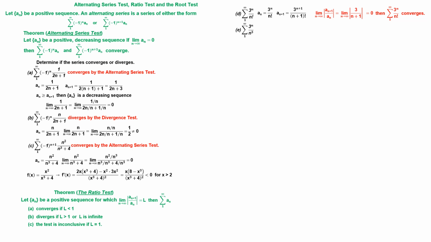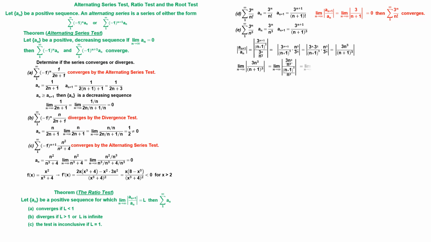To solve item E, we work as before. We first take note of the expressions of the sequence a sub n and its consecutive term. Second, we find the absolute value of their ratio. Third, we take the limit of the resulting expression by evaluating the limit when n approaches infinity. Because the limit is greater than 1, the series diverges.